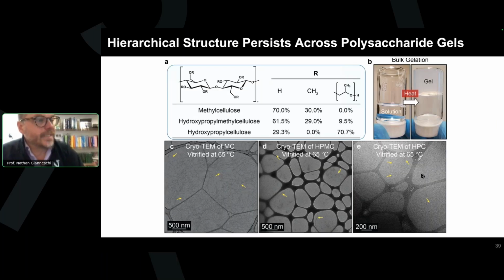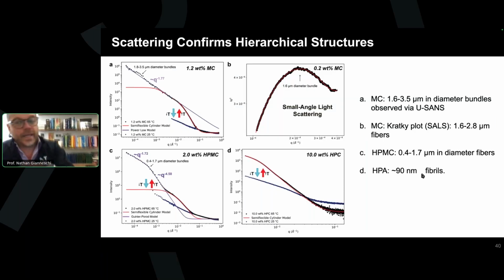How generalizable is this? This has been a difficult set of experiments, but we've now looked at this for other polysaccharide gels, so HPMC and HPC. You can sort of see the structures really briefly there. These form fibrils. HPC, to a lesser extent, is a hierarchical architecture. We can study these by another method, which is now going into the ultra small angle range. So now we can interrogate these bundles that you'll see highlighted in the data on the top right. These 1.6 to, call it, 3.5 micron values are diameters of the bundles, not persistence lengths.